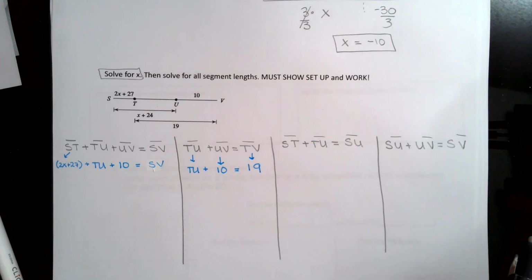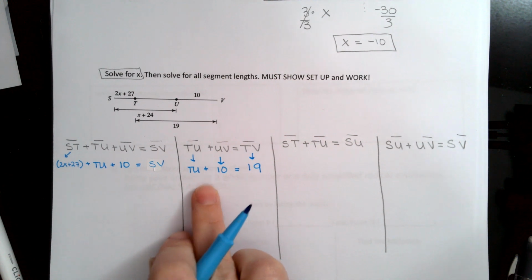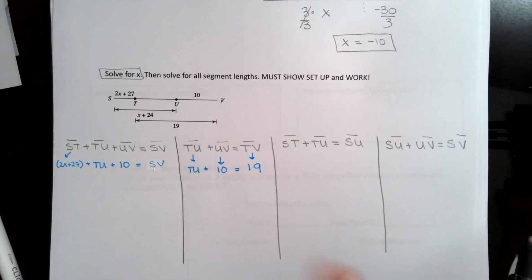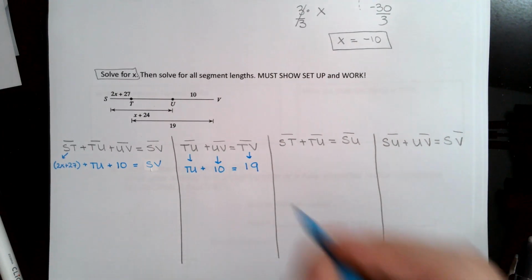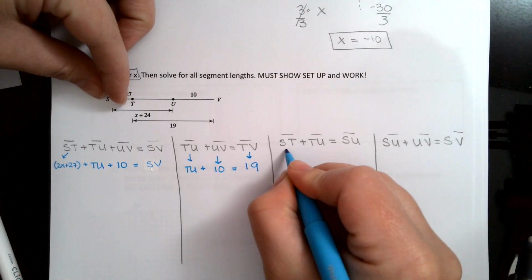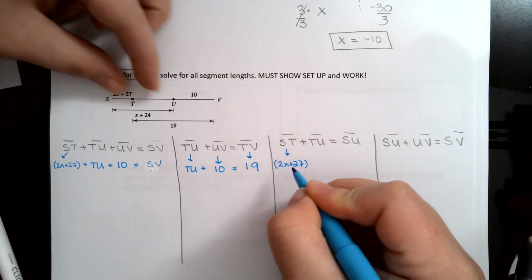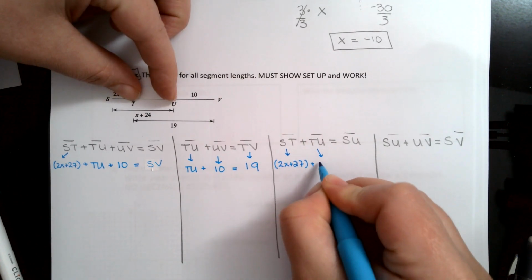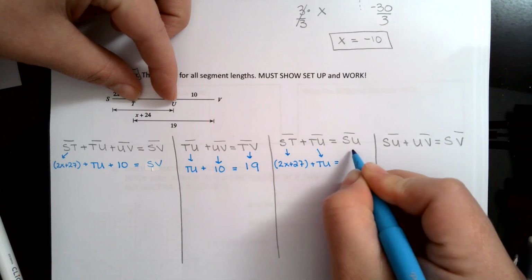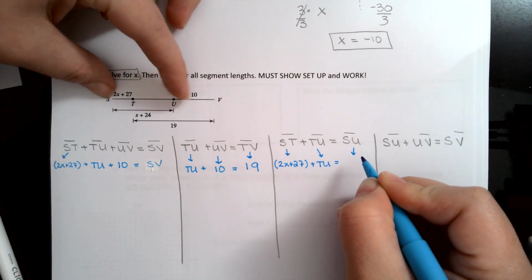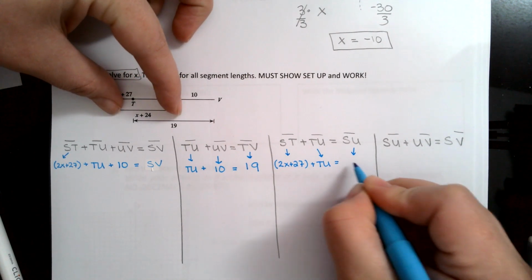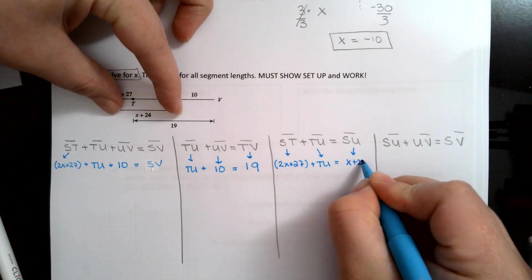So we can continue. Absolutely, we have to continue. But if we take a look here, I can already solve for the TU. So I'm going to wait on doing that, but that would probably be something we're going to do in the next few seconds. All right, ST is 2x plus 27. TU is unknown. And SU, where's SU? SU is x plus 24.